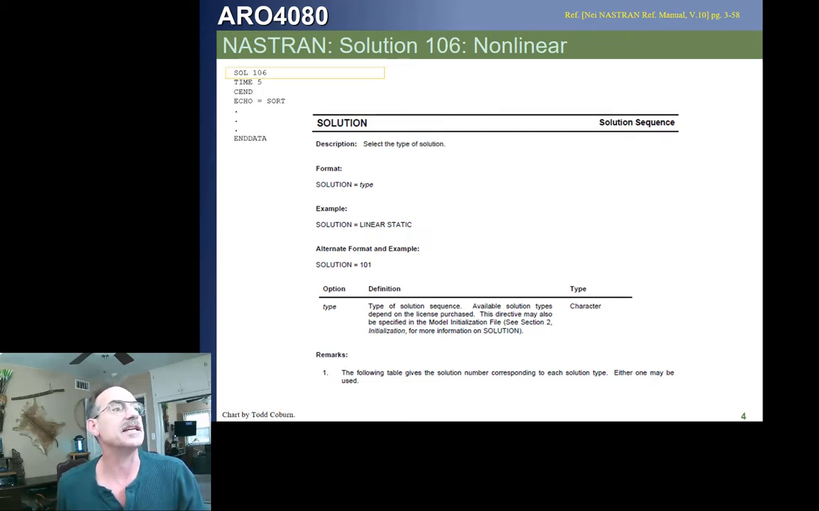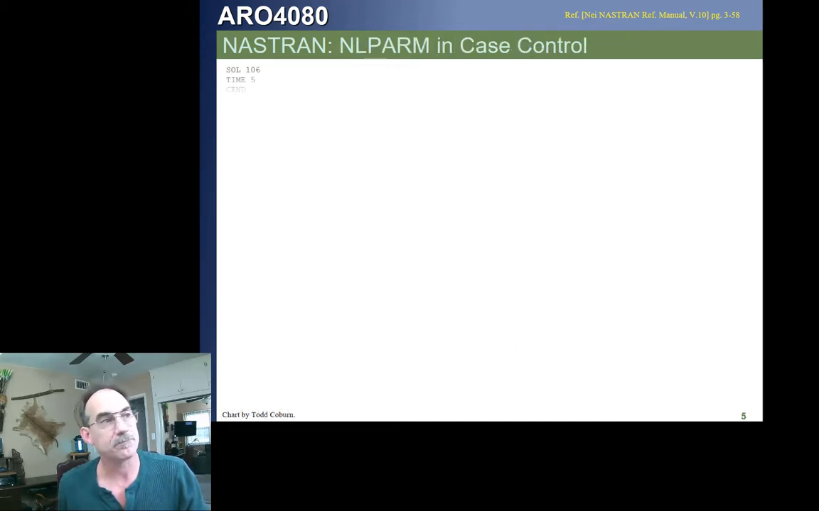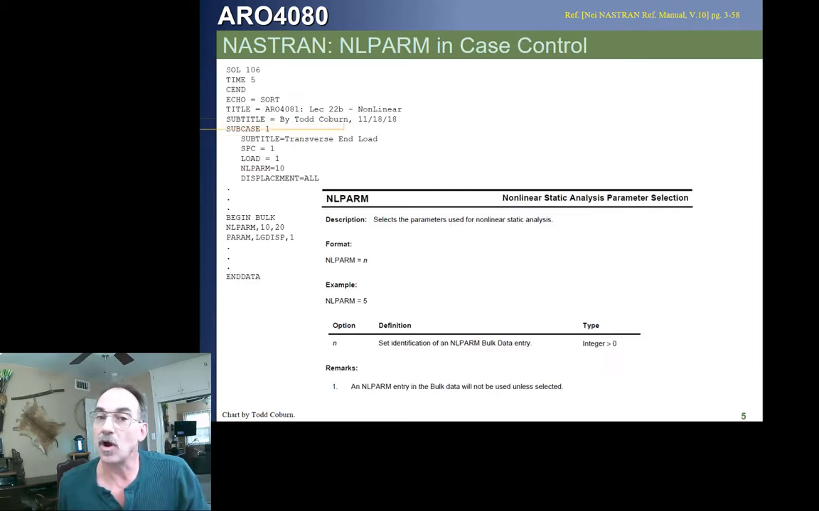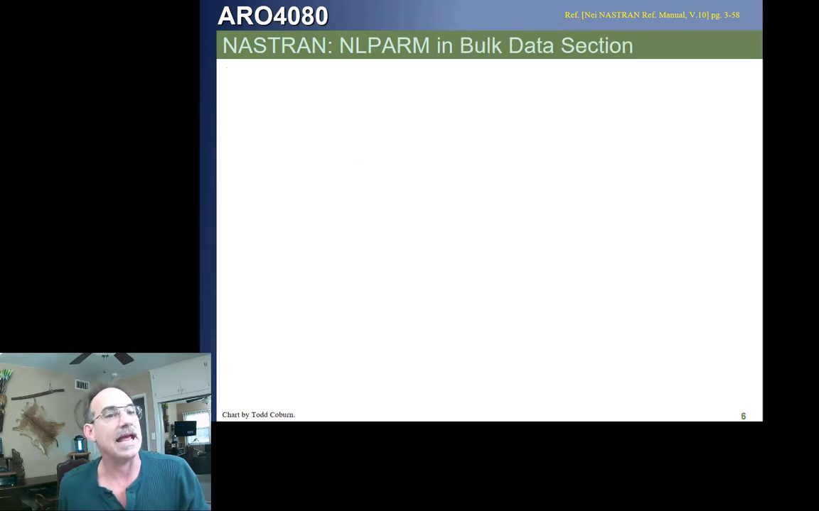We said that we don't really need this additional thing, but that's what that card does. Next we have that NLPARM card. The NLPARM card, once again, is just calling out the ID of the parameter card that's going to tell how the nonlinear analysis is going to be performed.